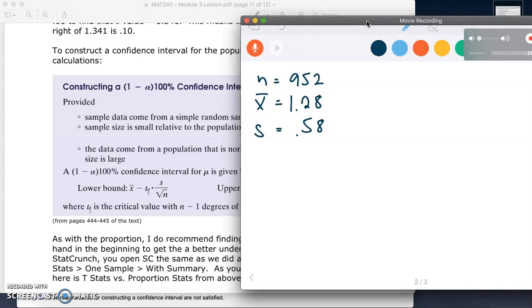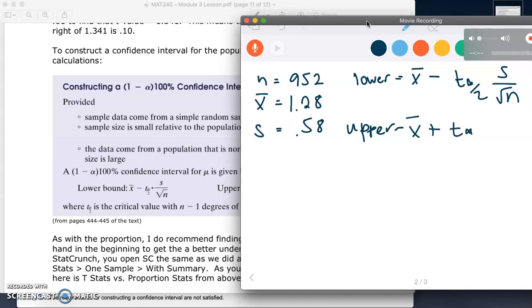So our lower bound is going to equal X bar minus T alpha over 2 times S over the square root of N. And upper is going to equal the same thing but plus, right? We're going to add. So our X bar is in the middle of that confidence interval. The first thing we need to do is find that T alpha over 2, because we already know X bar, we know S, and we know N.